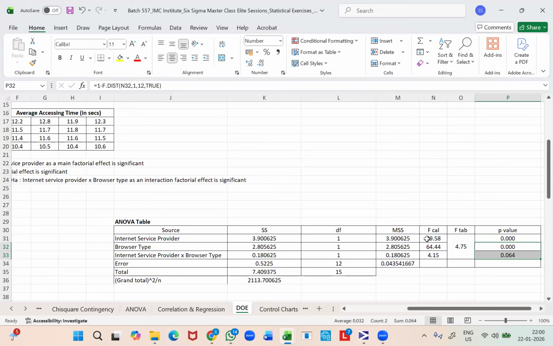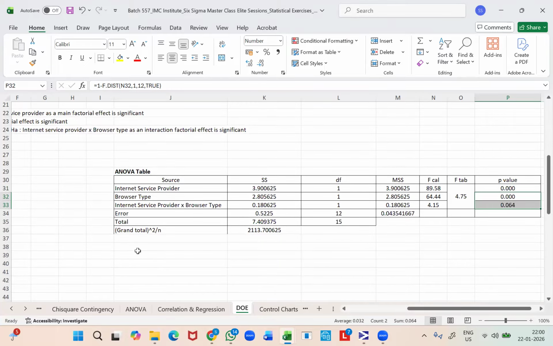So with p-value less than 0.05 for 95% confidence level, we will reject the null hypothesis and accept the alternate hypothesis and conclude that the main factorial effects are significant. So since the p-value for the interaction factorial effect is greater than 0.05 for 95% confidence level, we will accept the null hypothesis and conclude that the interaction factorial effect is insignificant. So this will be our inference.